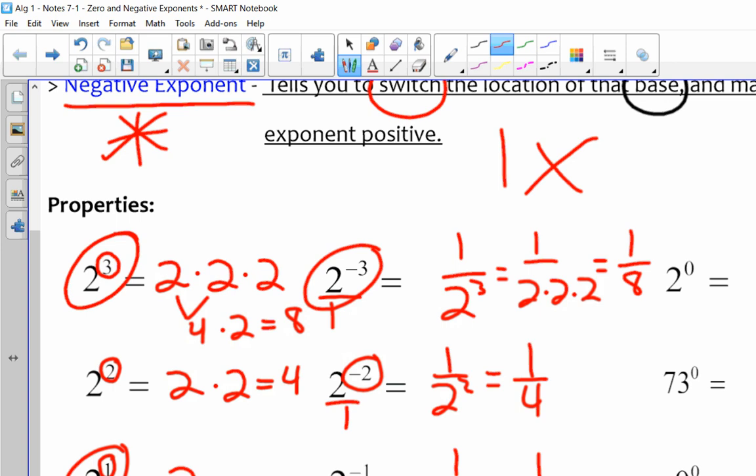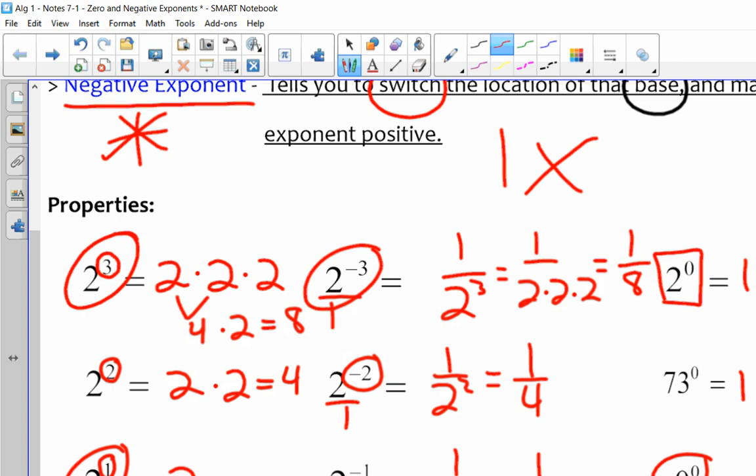Taking the first rule that we did today, anything to the 0 power is 1, okay? Anything to the 0 power is 1. Okay, now the one exception is when you have this, and you're not ever really going to see this again, but 0 to the 0 power is undefined.